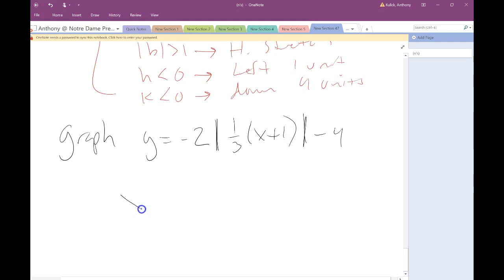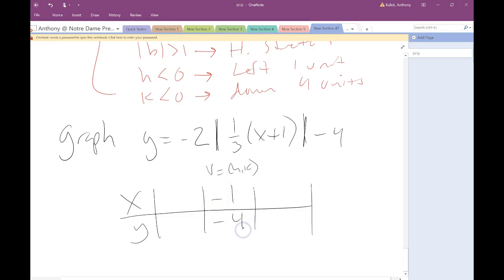So if I'm going to graph this thing, I need how many points? 3. And what's the one point that has to be in there? The vertex, which is (h, k). Where does that need to go? In the middle. So in this case, my vertex is the point (-1, -4), right?